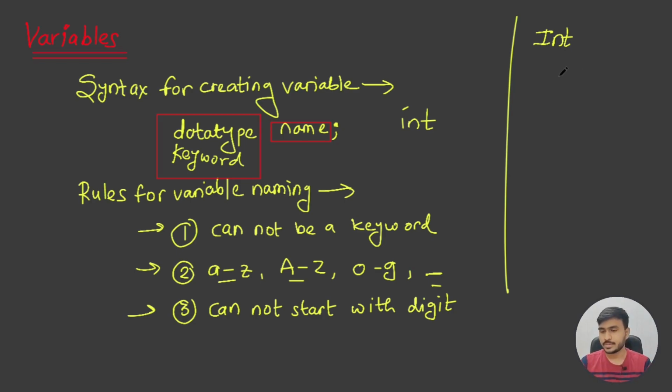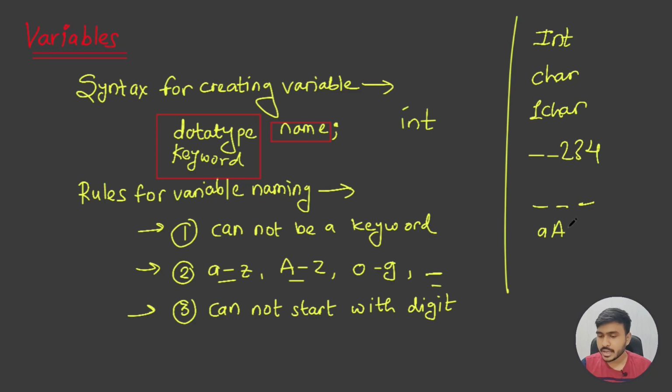Let me write a few names, okay? Char, let's say one char, let's say underscore underscore 234, let's say underscore underscore underscore small a capital A B 10, let's say star 123. Okay, cool. So I think this list is enough.